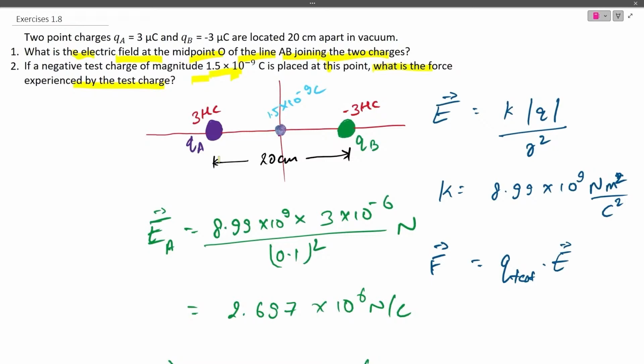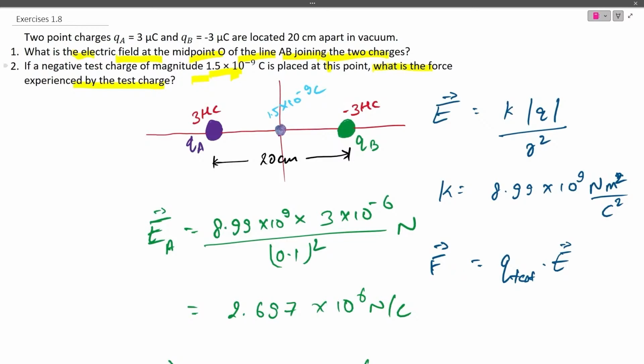So this is the pictorial representation of the question. There are 2 points A and B on which QA and QB charges are put respectively, and they are 20 centimeter apart. Now the scenario is there is a test charge in the middle of the line joining these two charges, that is AB, and the test charge has a magnitude of 1.5 into 10 to the power -9 coulomb. Now we have to find out what is the electric field at midpoint of the line joining AB.